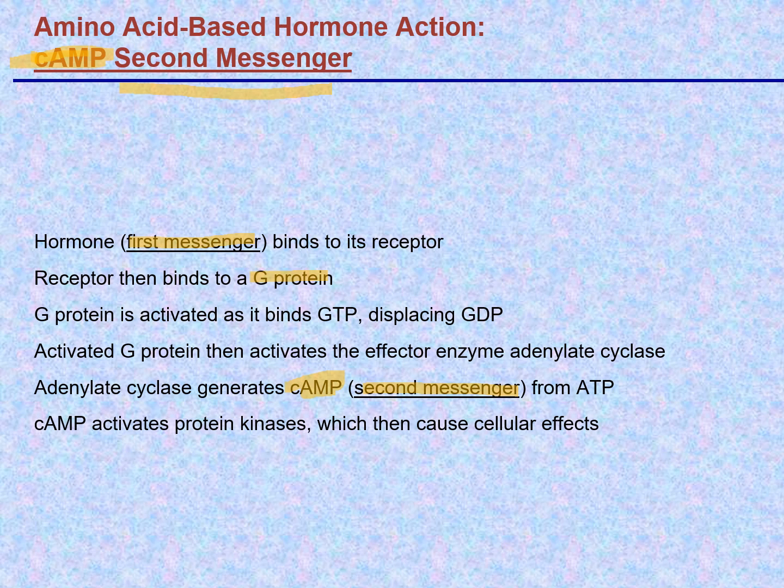So the first messenger is the hormone, which binds to a protein on the cell surface, and that causes a change in the receptor such that it triggers production of cyclic AMP, the secondary messenger, or the second messenger inside the cell. And then this later has further effects that cause the cellular changes, typical of that original protein interaction.